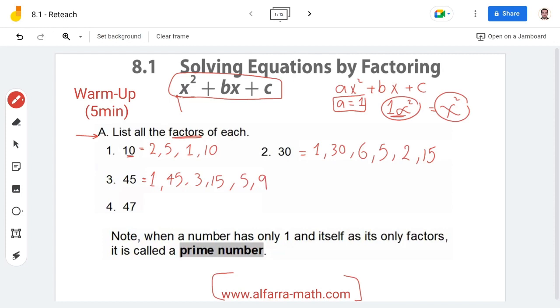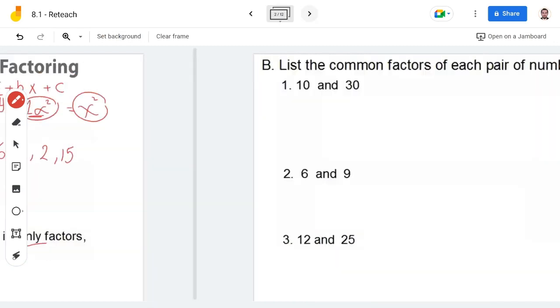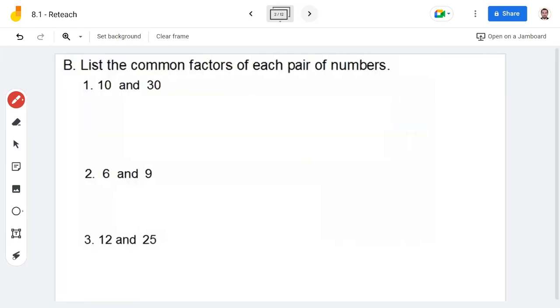How about 47? Do we have factors for 47? I think no, because 47 is a prime number. Note that when a number has only 1 and itself, like 1 times 47 equals 47, there is no other factor. This is called a prime number.